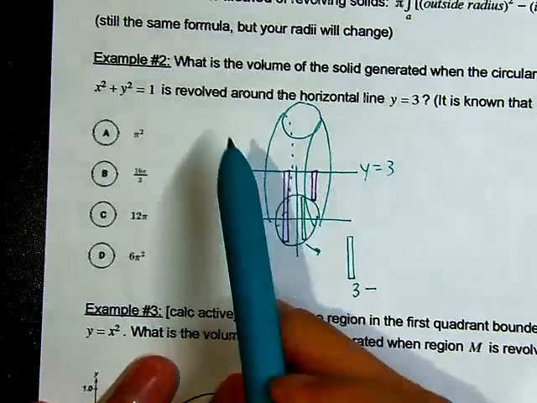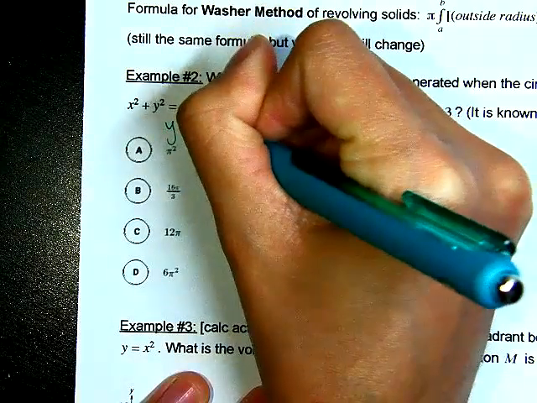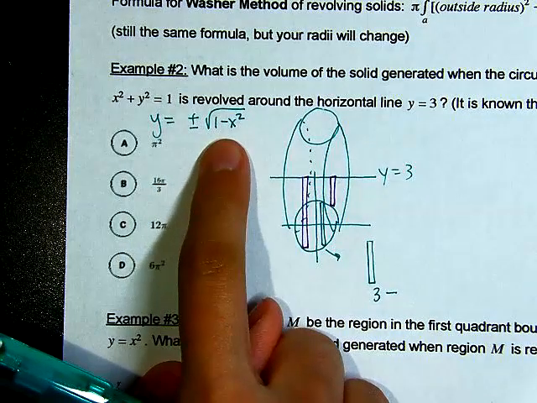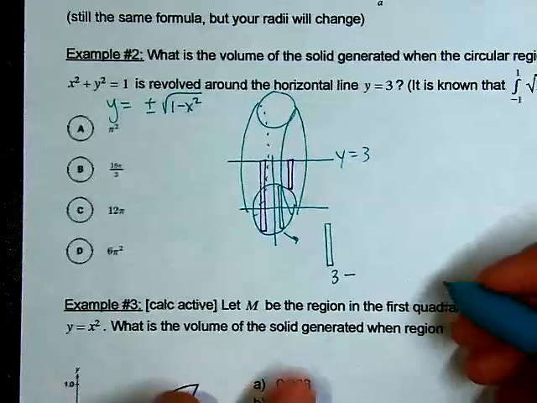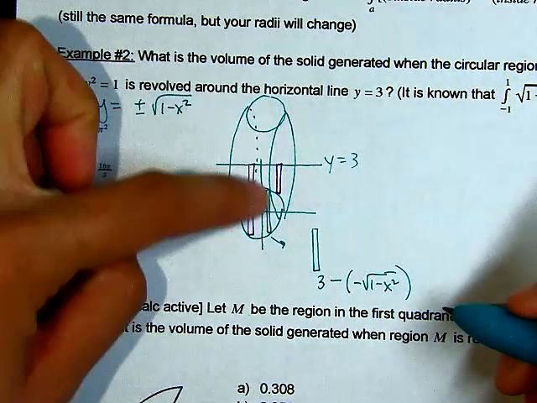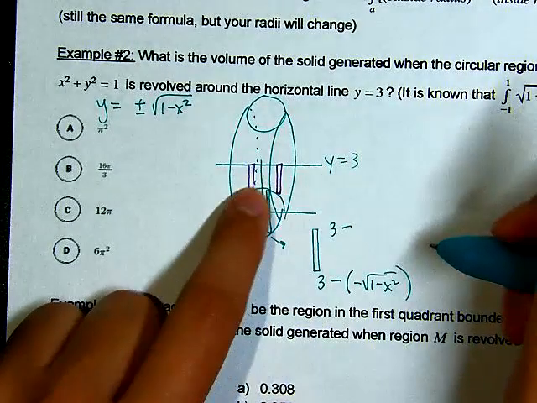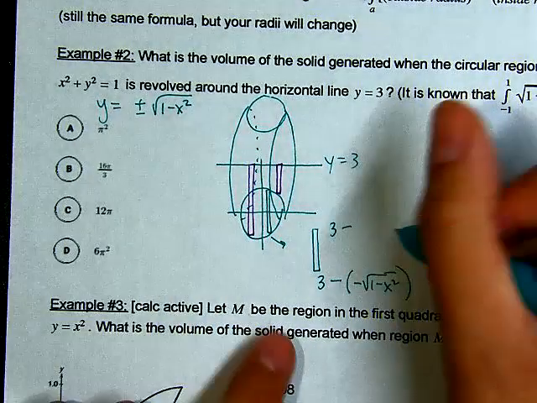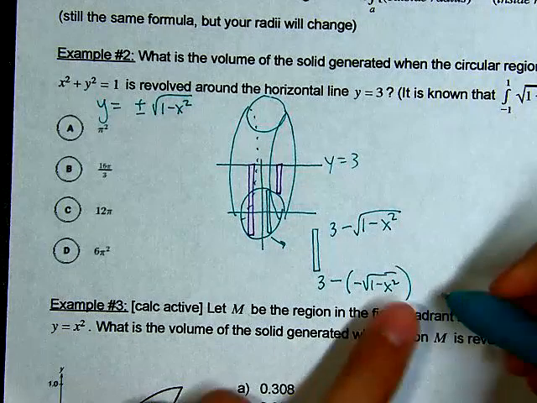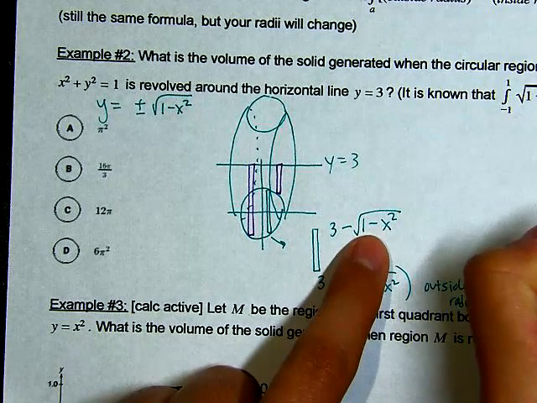To help, recall that when you have a circle and you solve for y, you have y equals plus or minus the square root of 1 minus x squared. So the bottom part of the circle would be negative square root of 1 minus x squared. The top part of the circle would be the positive piece of it. So I would subtract away the negative piece in order to get that bottom part. And in order to get this top part, I would take 3 and subtract away the top part of the circle, which is the positive square root of 1 minus x squared. So here, this would be my outside radius. And this top part will create my inside radius.